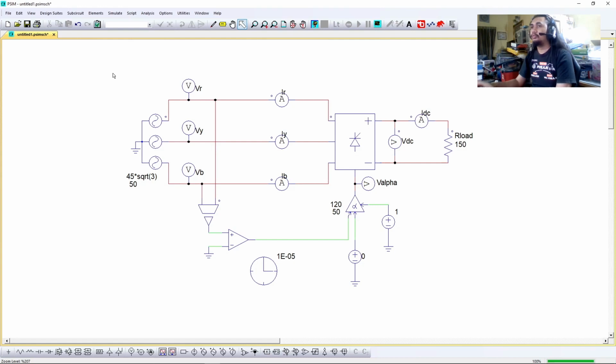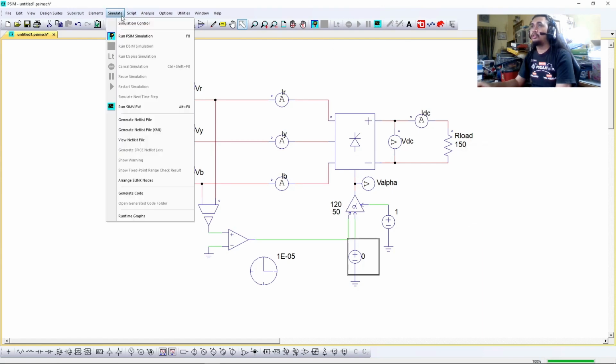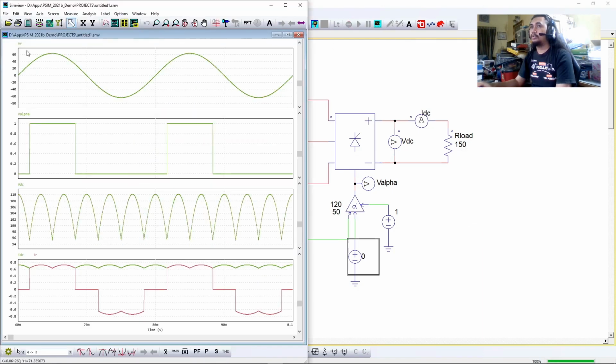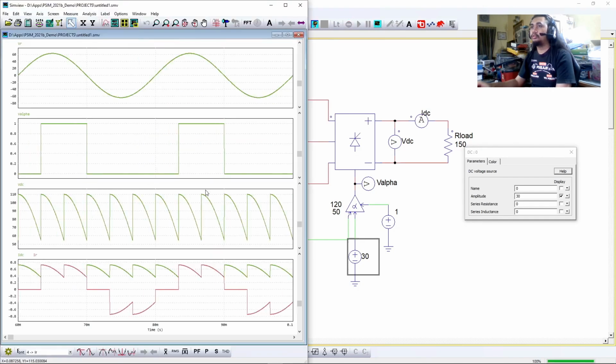observing the different waveforms of different firing angles of the circuit. So first we have this at zero amplitude, and then we simulate, and here we look at waveforms VR, V alpha, VDC, and IDC, IR. Next we look at the firing angle of 30, and we simulate this.